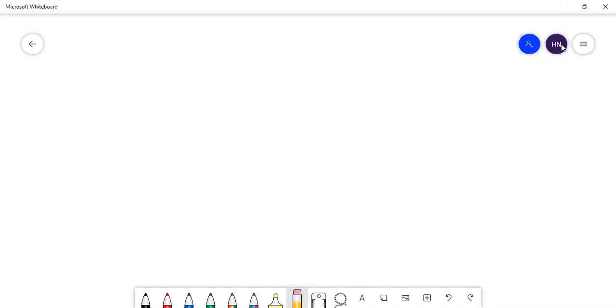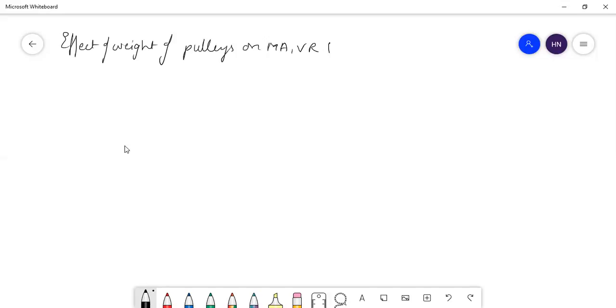Okay, now the last part of the chapter is this. Till now we just considered that the pulleys are massless. But suppose the pulleys have some weight, so what will be the effect of the weight of the pulleys on your mechanical advantage, velocity ratio, and efficiency? And here we can take n pulleys, because we know in a block and tackle system, whatever the number of pulleys you use, the mechanical advantage and velocity ratio are the same.